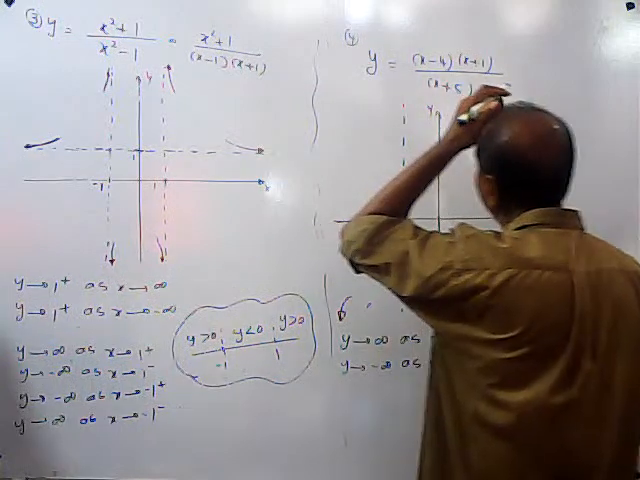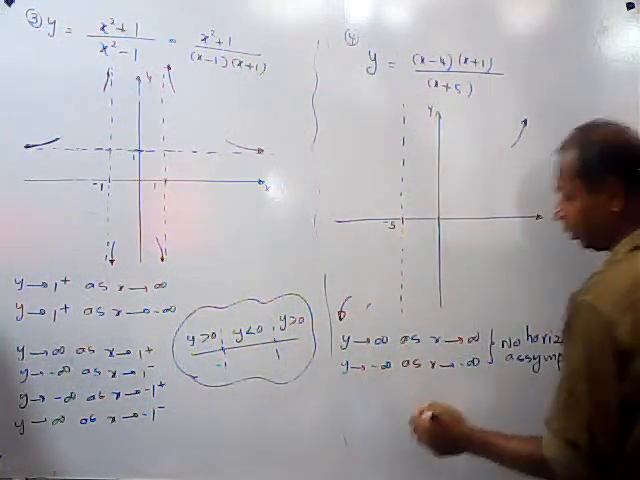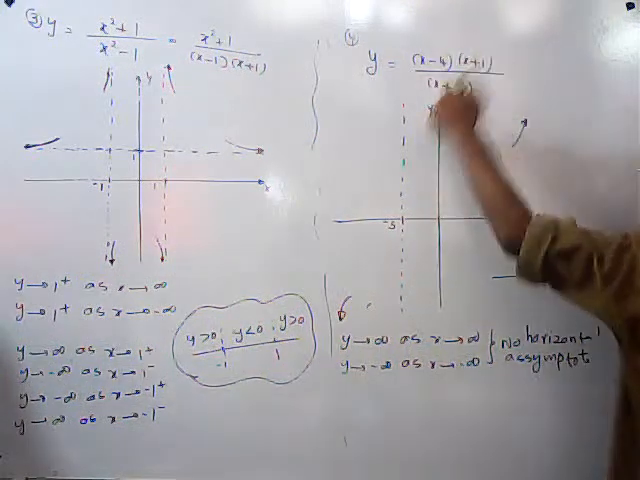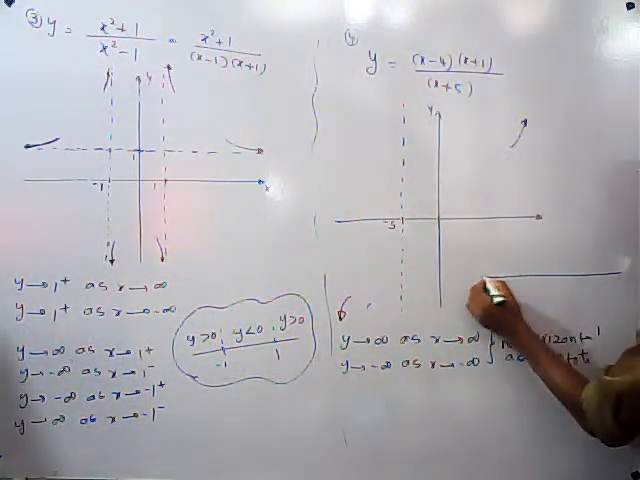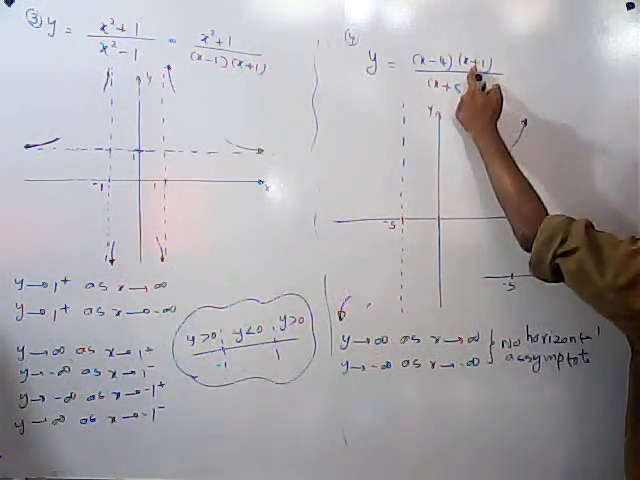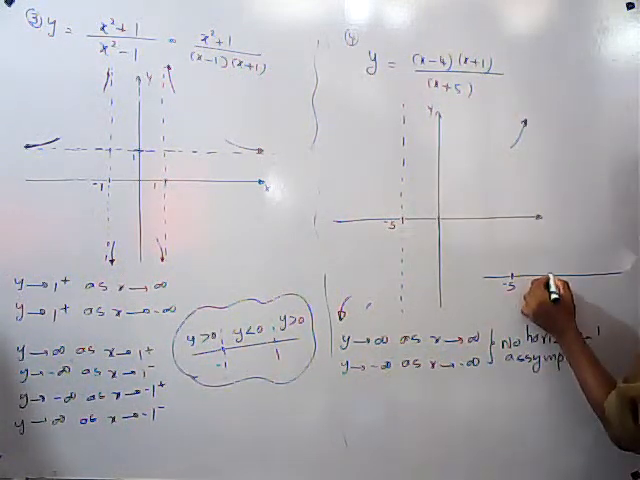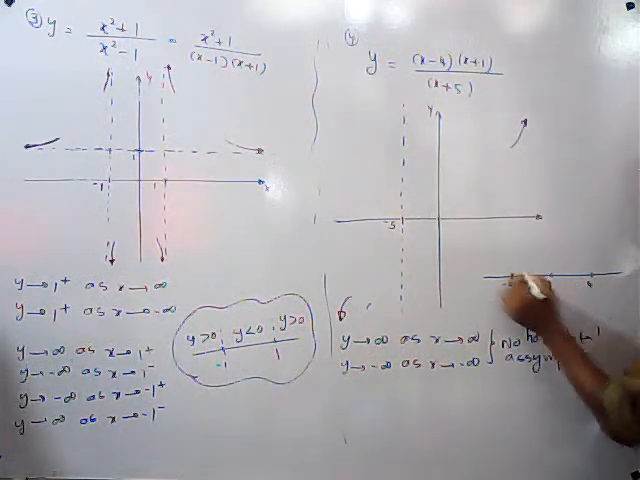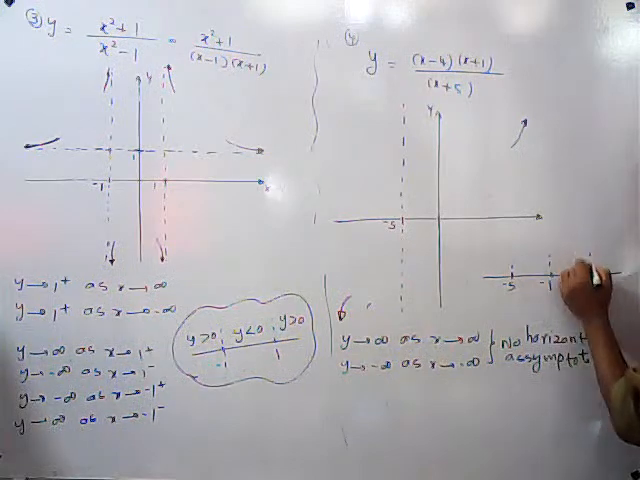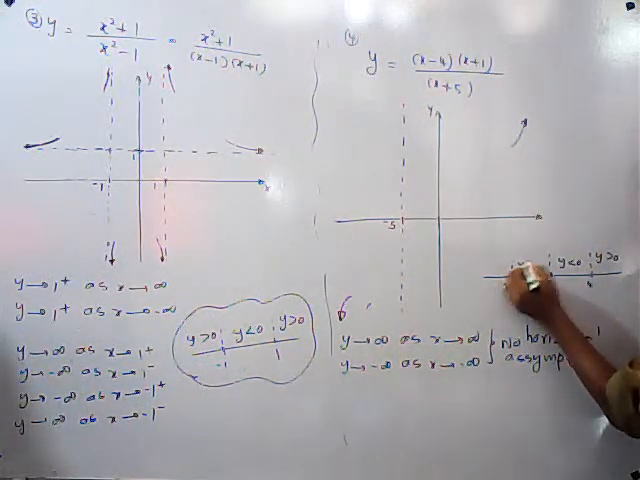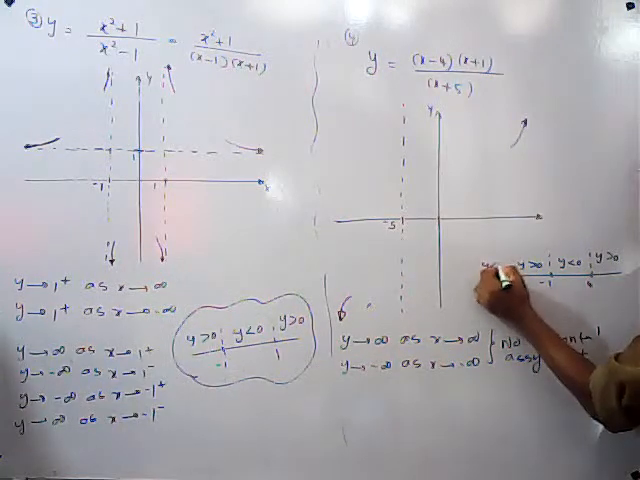To check the sign, whether it's going to positive infinity or negative infinity, we have to draw and check. There are three factors to consider: minus 5, minus 1 and plus 4. Here y is positive, y is negative, y is positive, y is negative.